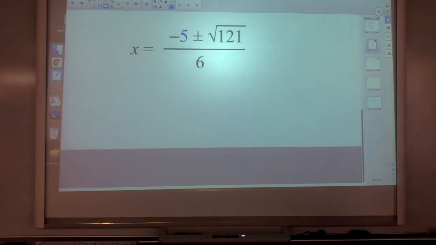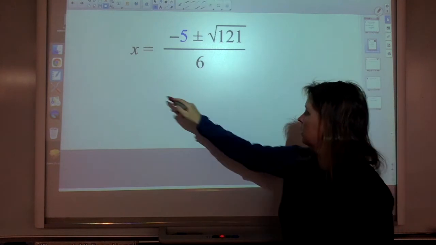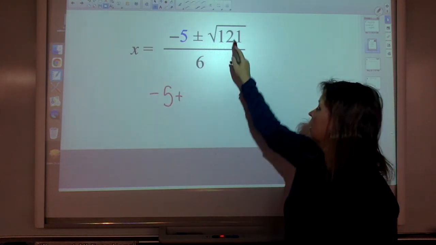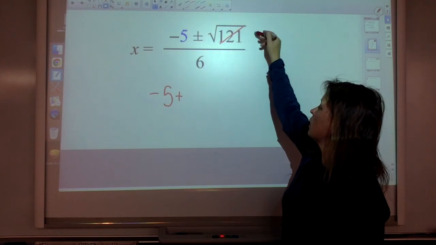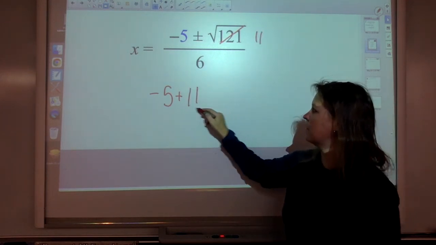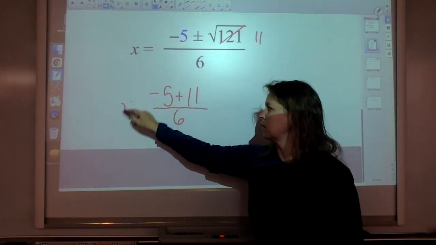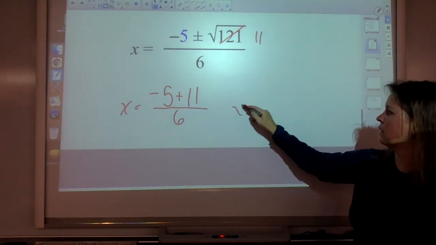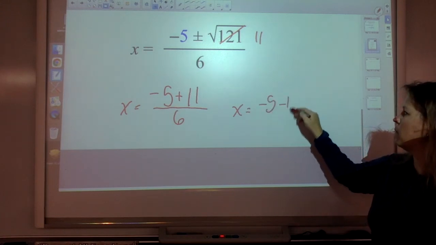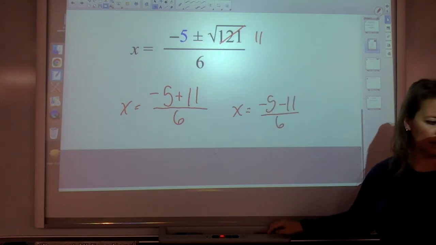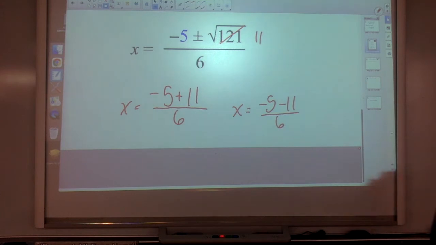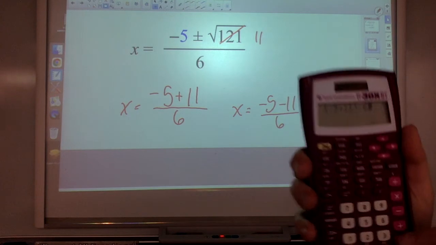We'll start with x equals negative 5 plus, and if you calculate it out, the square root of 121 is 11. So we're going to take negative 5 plus 11 divided by 6. And x equals, of course, negative 5 minus 11 divided by 6. Again, in your head or with a calculator, just make sure you don't make a mistake. But with a calculator, you're going to have to do negative 5 plus 11 in parentheses divided by 6.